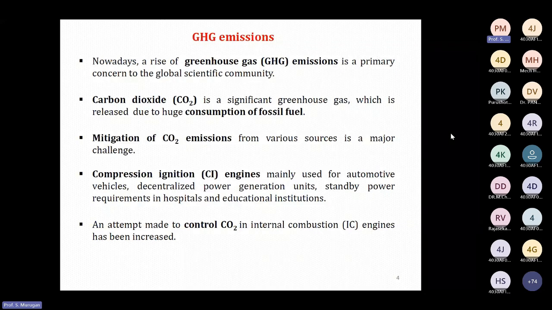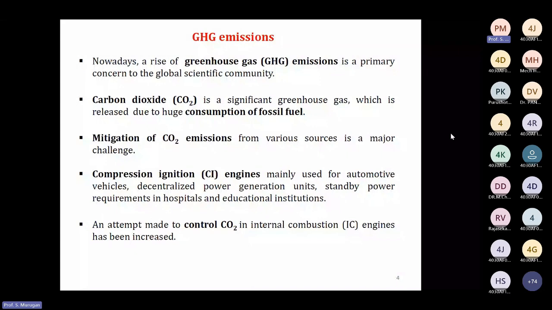If you see these heat engines, there are two types based on the nature of the air-fuel mixture which burns. One is called external combustion engine and the second one is internal combustion engine. Again, as all of you know, internal combustion engines can be classified into two based on the method of ignition. One is spark ignition and the second one is compression ignition engine.